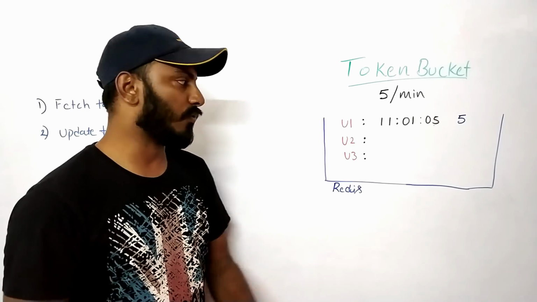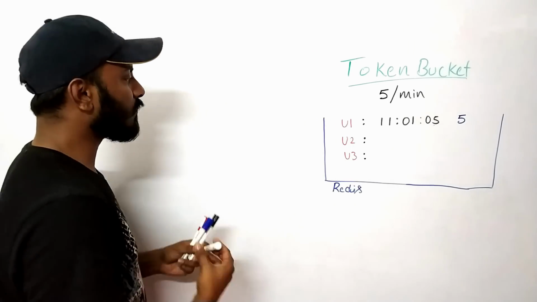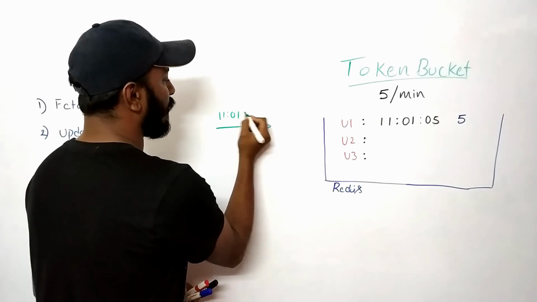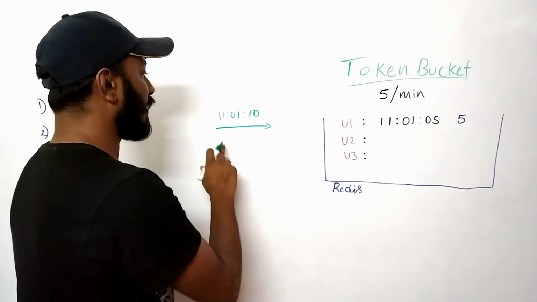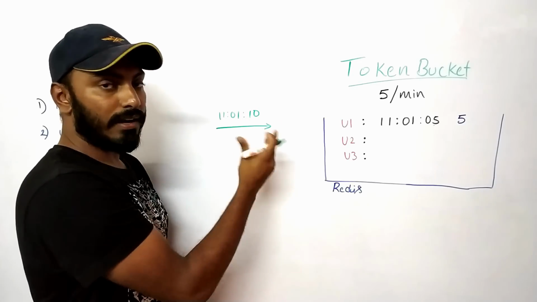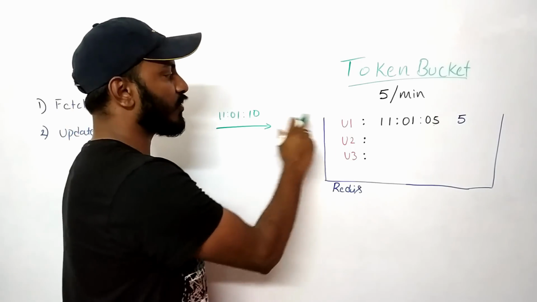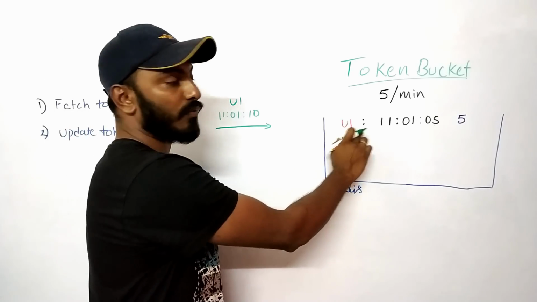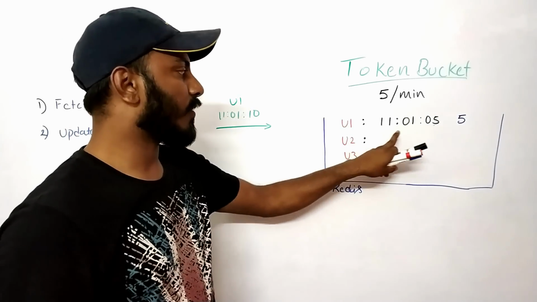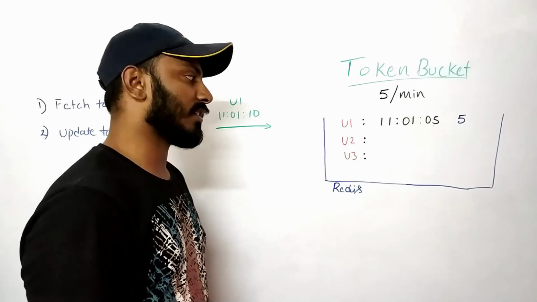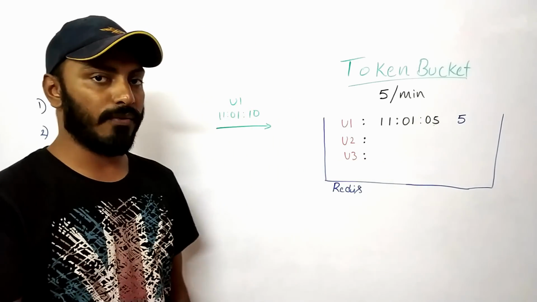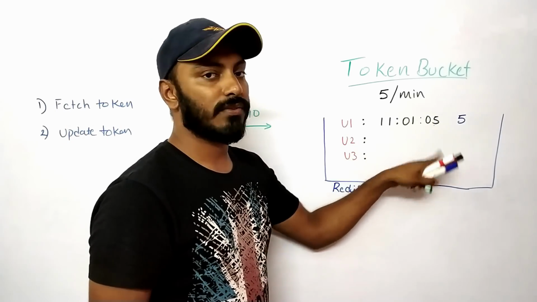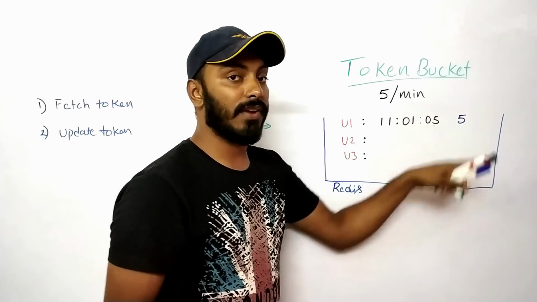Okay, so I'm going to explain how it works. Say for example, a request comes in at 11:01, 10th second. In this case, what the rate limiting algorithm should do is go and check. We know that user one is making a request. For user one, what data is available? That is 11 o'clock 01 minute and 05. That was the last access, and the available token is 5. Now this record says that this particular minute was the last request made, and they have 5 tokens left.